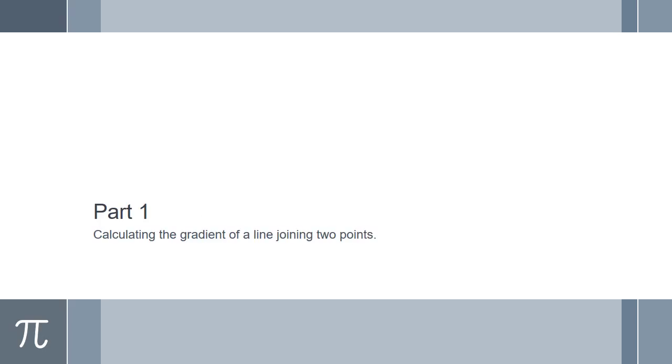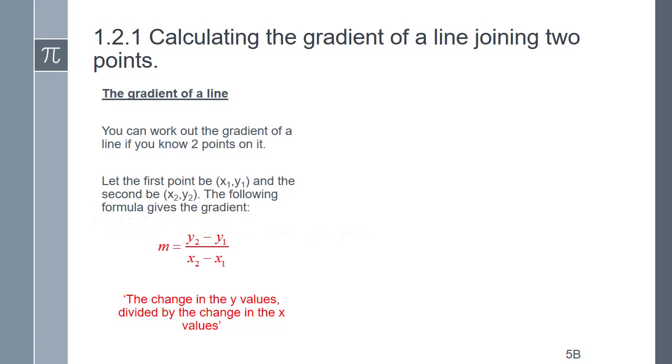The first one is going to be calculating the gradient of a line joining 2 points. So the gradient of a line, we can work out the gradient of a line if we know 2 points on it. Remember, the gradient is the rate of change, so it's when you go one across, how many up you go.